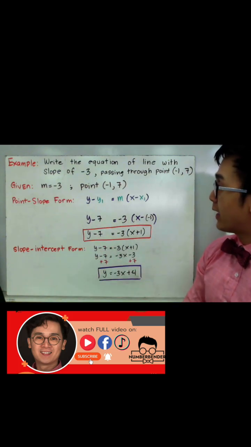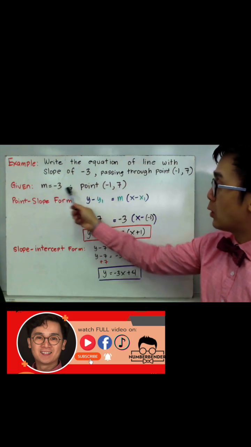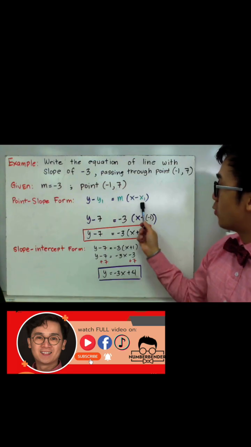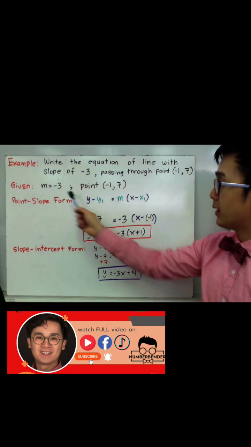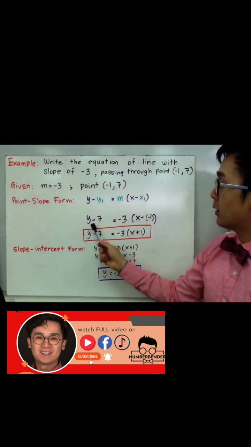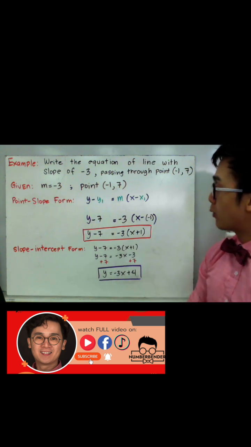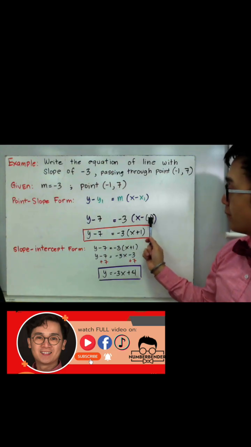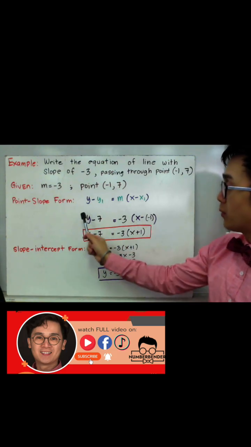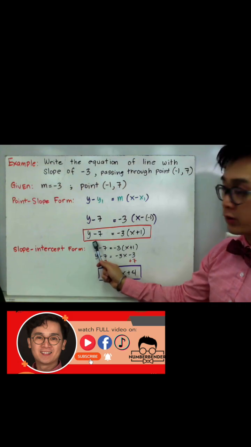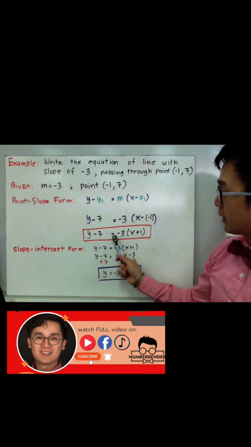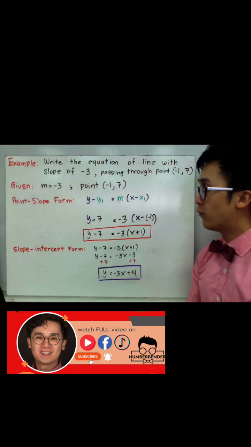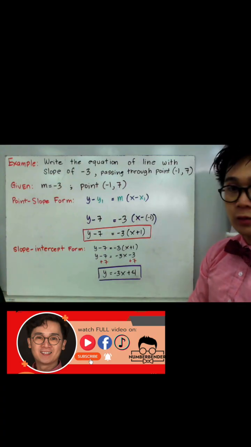So, to plug in the values of the slope and the point into the point-slope form, y1 is 7, x1 is -1, and m is -3. By using the formula, we can write the equation of a line as y - 7 = -3(x - (-1)). Further simplifying, you'll have the point-slope form of your equation of a line, which is y - 7 = -3(x + 1). And this is how you use the point-slope form formula to write the equation of a line.